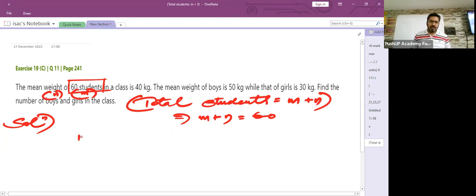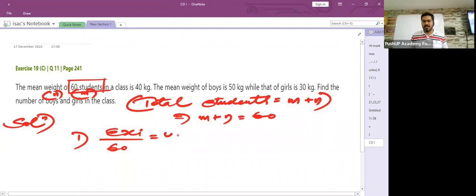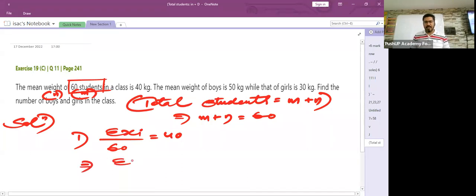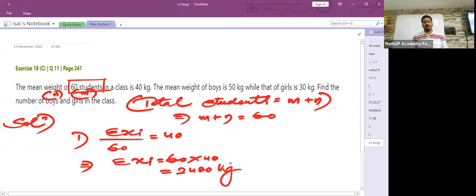Children, according to the first sentence, the mean weight of 60 students, that means sigma xi divided by 60 is equal to 40. Makes sense, isn't it? Sigma xi, that means the sum of the weight of all the students, divided by the number of students is equal to 40. So from here, I can say sigma xi, that means the sum of the weight of all the 60 students, will be equal to 2,400 kgs. Isn't it? 2,400 kgs.